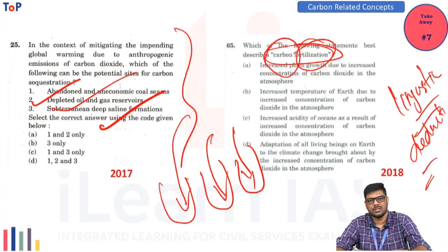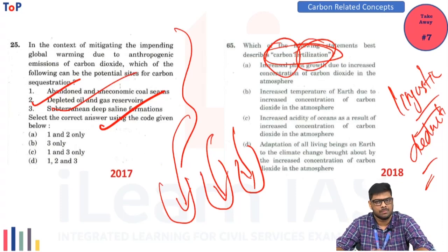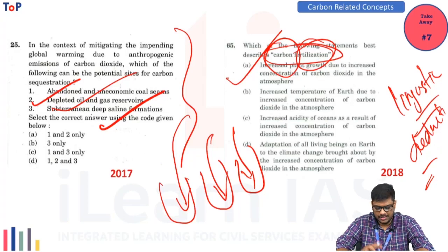Carbon fertilization means you are giving carbon to fertilize plants. Using carbon you can grow plants. More carbon means more photosynthesis, more plant growth. So that's the answer of this question. First one is the answer. Getting it? So that's it.